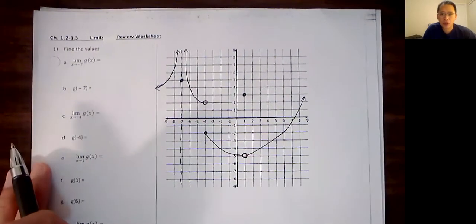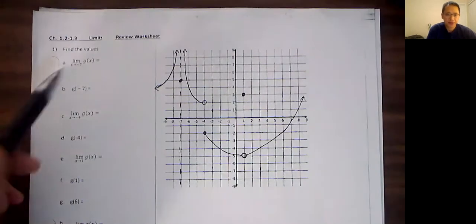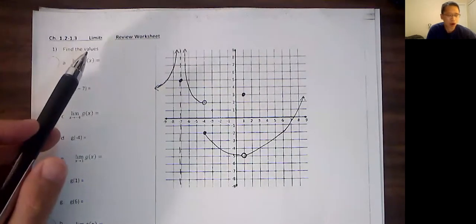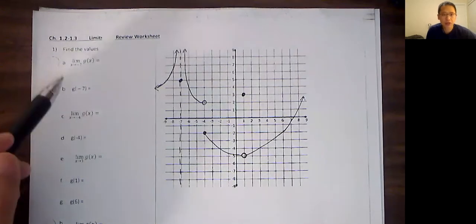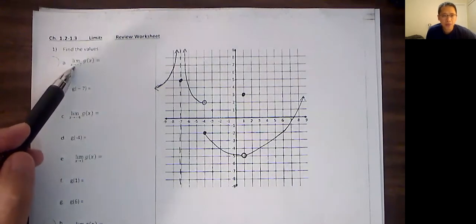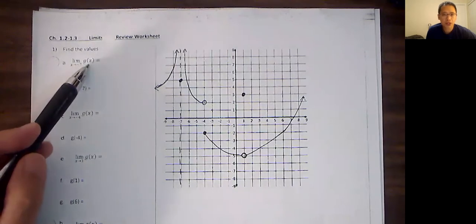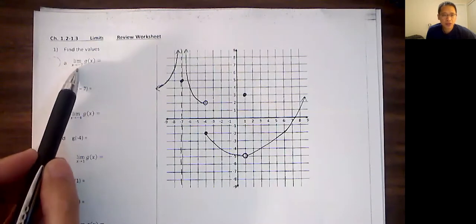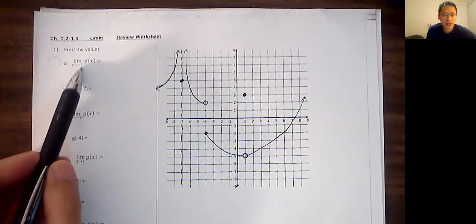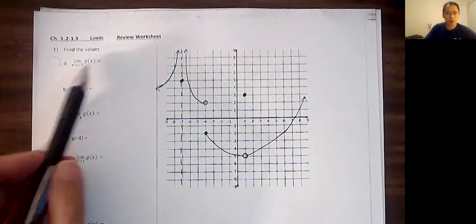Let's look at the review for 1.2, 1.3. We're going to start off with limits from a graphical perspective. So part A, we want to find the limit of this g of x function as x approaches -7. In order for a limit to exist, remember that the graph has to approach the same real number y value from both sides of the target x. So we want to approach -7 from both sides of -7.